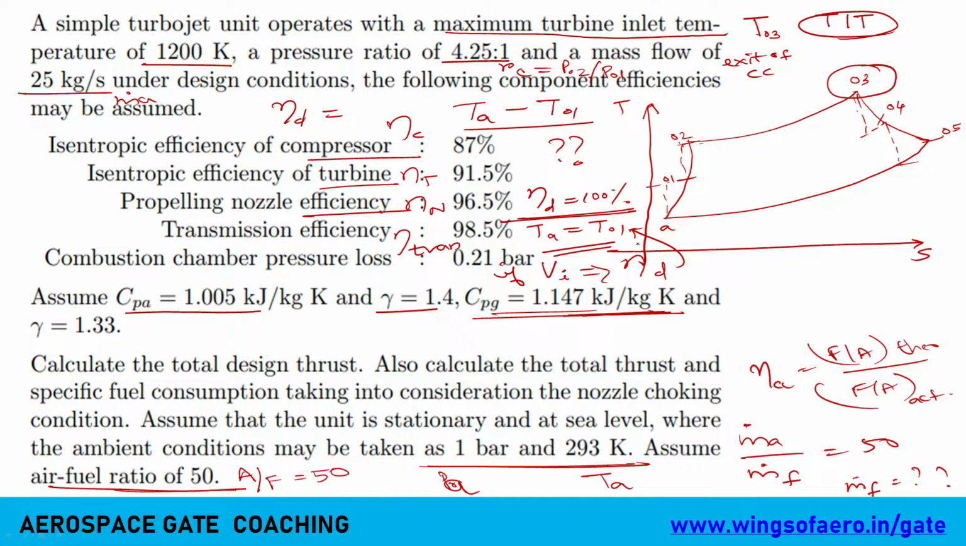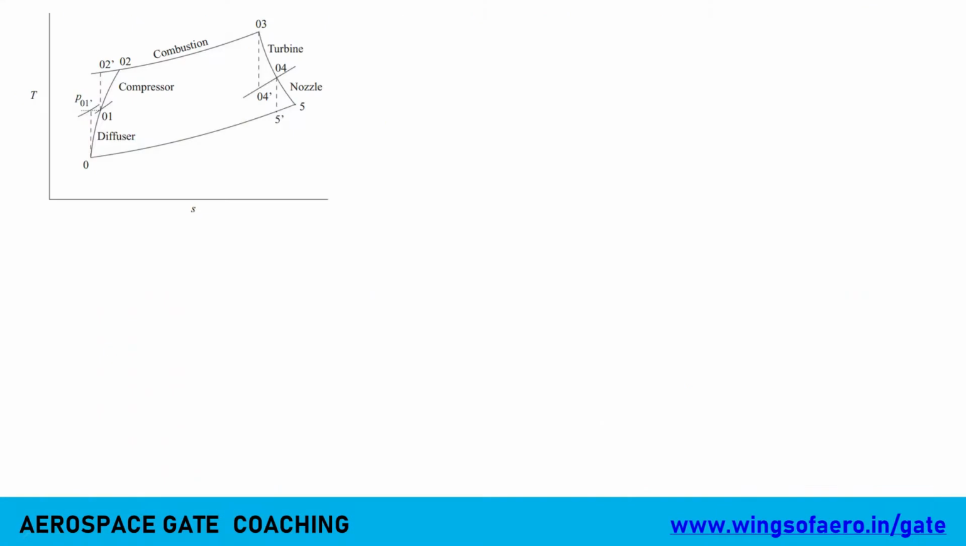Now, as in the given data, we can consider that T01, or T0A, is equivalent to 293 Kelvin. The value which they have given is the same as T01, and that means P1, which is P0A, equals P01, that is 1 bar. Clear?